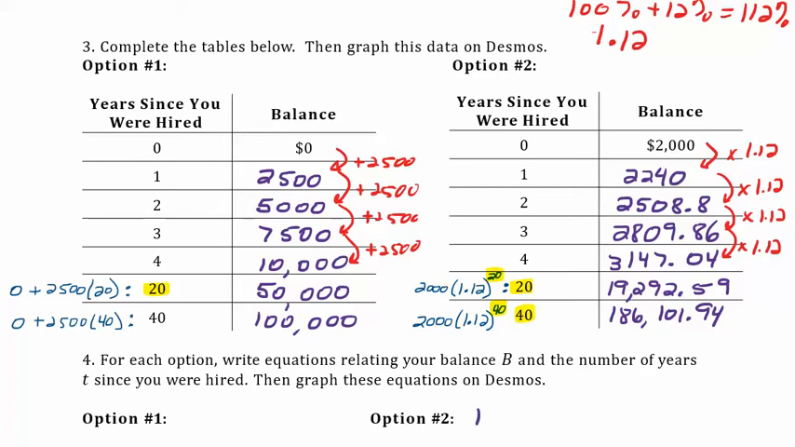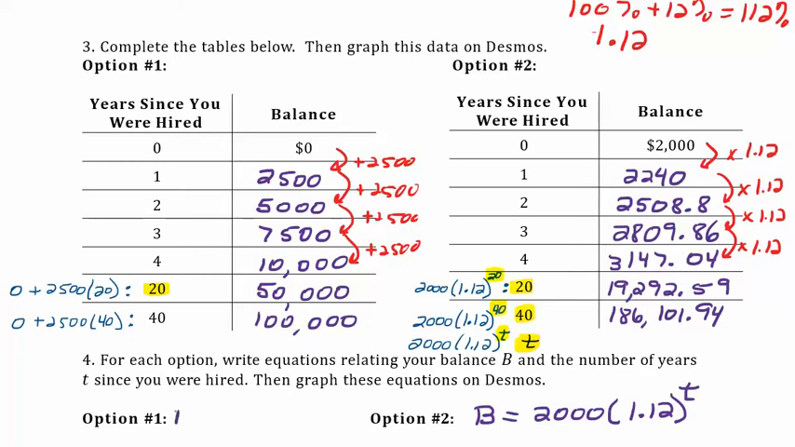So the balance in our account for option 2, we're going to start with $2,000, and then we're going to multiply by 1.12 for each year that we are hired. So that's going to be our exponent. It might help to put a T in our table. If this was T years, I'd have to write this expression again, but with the T power. And that would be your formula for figuring out the balance in your account after T years.